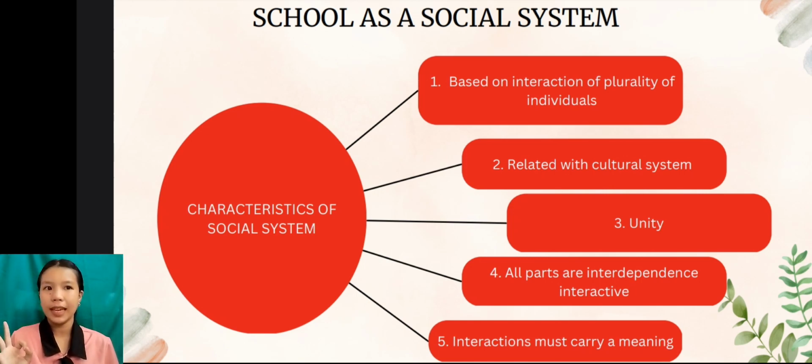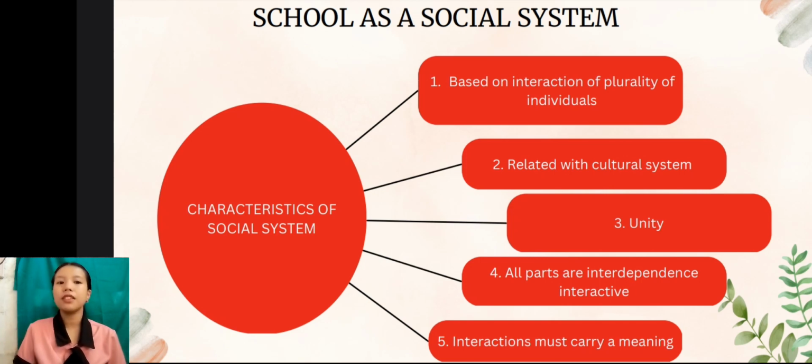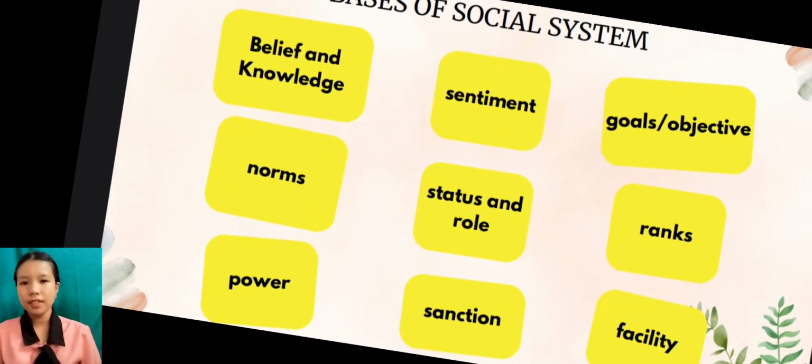The third characteristic is unity. There must be interdependence, and if there is interdependence, there will be a showcase of unity and harmony. The fourth characteristic is that all parts are interdependent and interactive. So, one major social institution cannot live alone. We need other social institutions to fulfill goals or to fulfill our purpose. The fifth characteristic is that the interactions must carry a meaning. It must not be useless and it must not be senseless. So there must be a meaningful experience and meaningful joy provided for every social institution. That is why each social institution has a specific function or a specific spot in the society where we live.